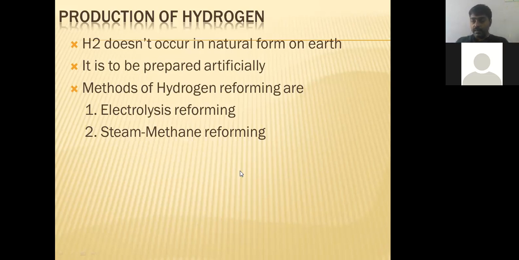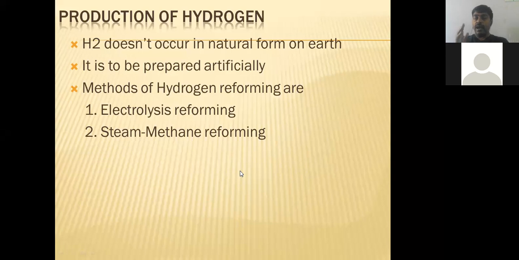The basic reason is that whenever they use it, they have to incur a lot of money. That is going to be the big problem. So instead of that, whenever we need to run our vehicles, we need to produce a lot of hydrogen. That's why we need to produce it artificially instead of natural extraction or natural separation. We normally concentrate more on these artificial preparations.